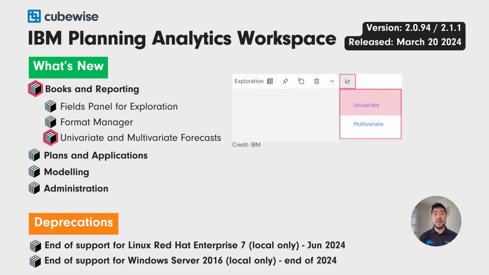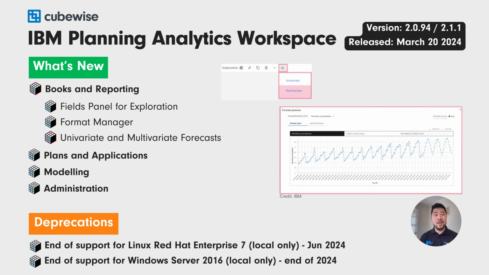With forecasting, there are two new options. Univariate, which predicts the future based on historical data using the Holt-Winters model, and multivariate, which takes into consideration multiple time-dependent variables. This option utilizes not only historical data, but also the dependencies between the specified variables to create a forecast using vector autoregressive and autoregressive integrated moving averages forecasts.